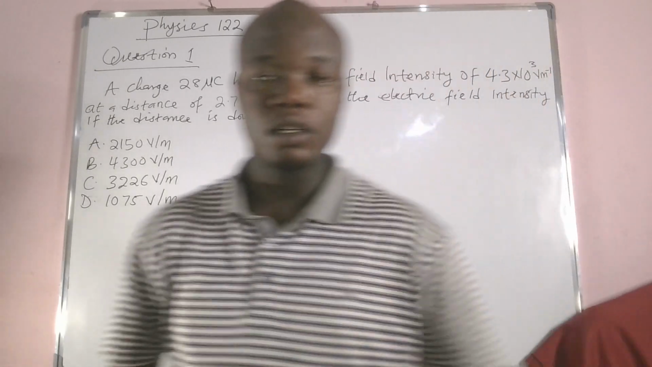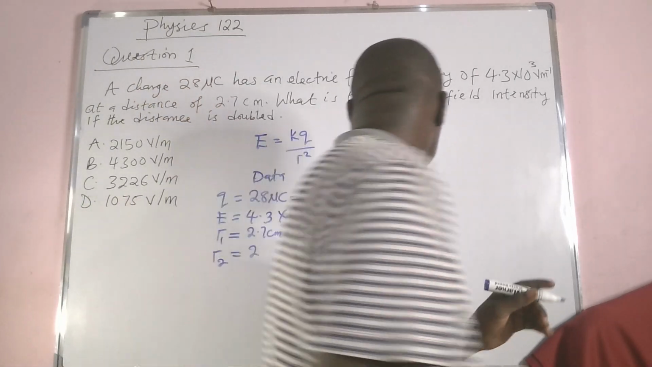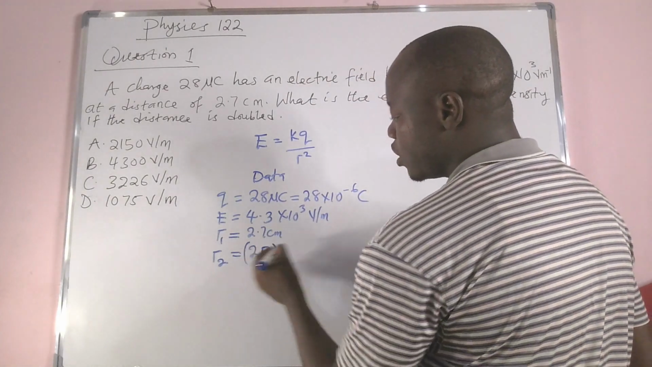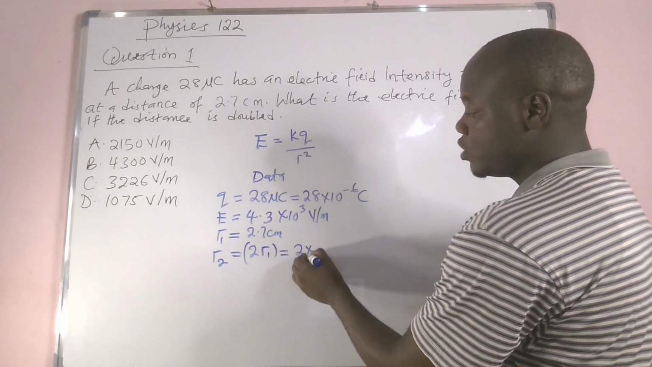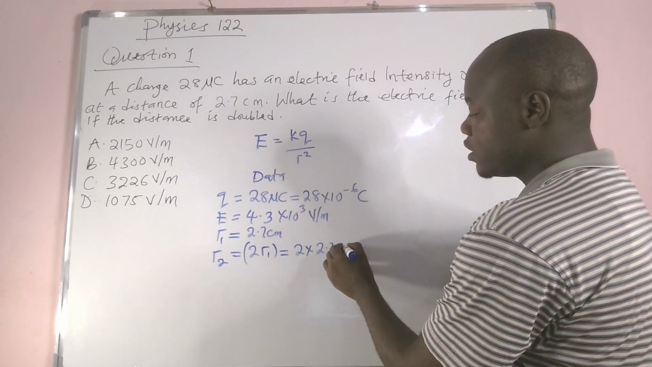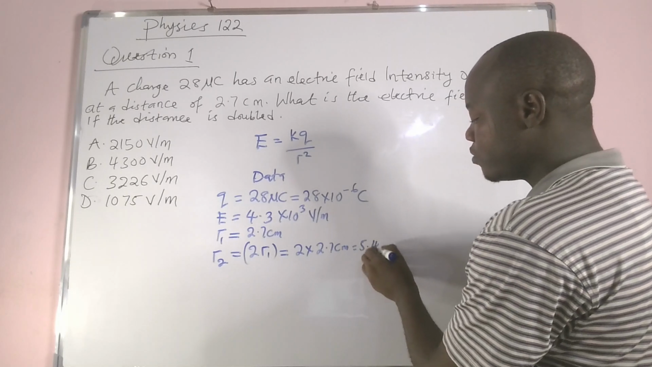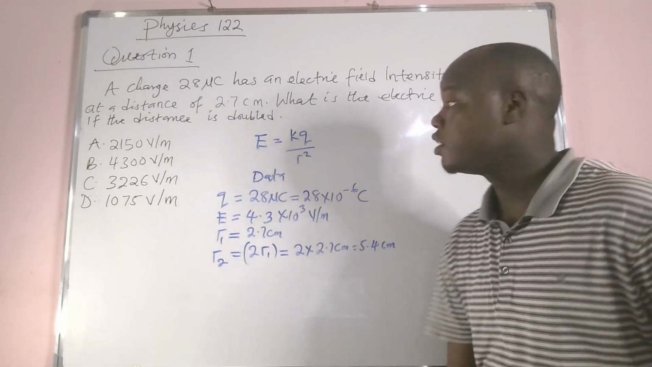And then the second distance, which is R2, because the distance is doubled, means that we are going to have 2R, that is 2R1. That is why here we have 2R1. And if you want to get the value, you can say 2 times 2.7 centimeter, and this will give us 5.5 centimeter.